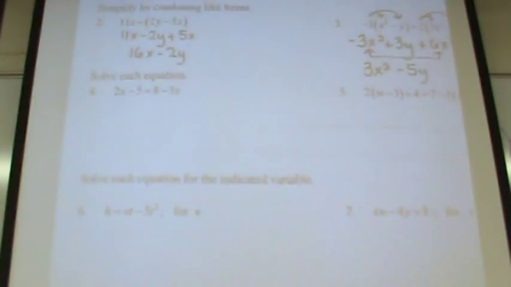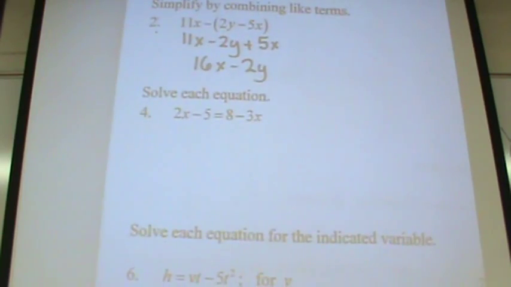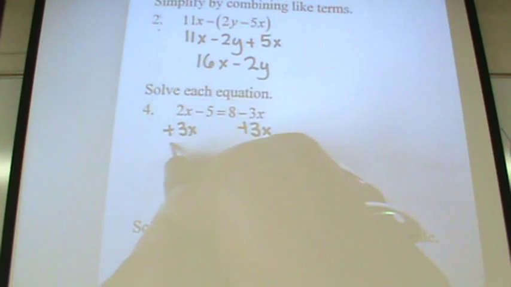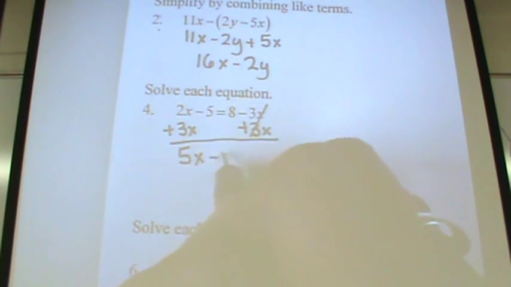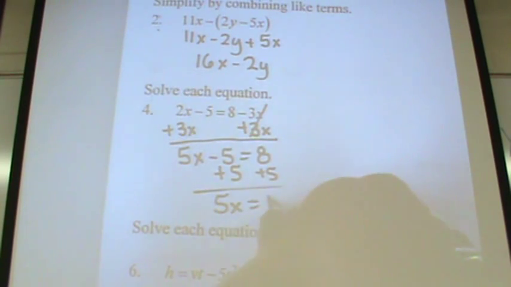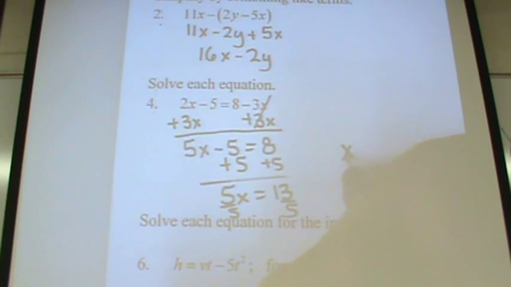Number 4, you're solving equations now. So what you're going to do is look at this and say, we have variables on both sides. This is the smaller variable. So we're going to add the opposite, add 3x to both sides. So 2x and 3x is 5x, minus 5 is 8. And you're going to add 5 to both sides. 5x is 13, and then divide by 5. So your answer is 13 over 5.